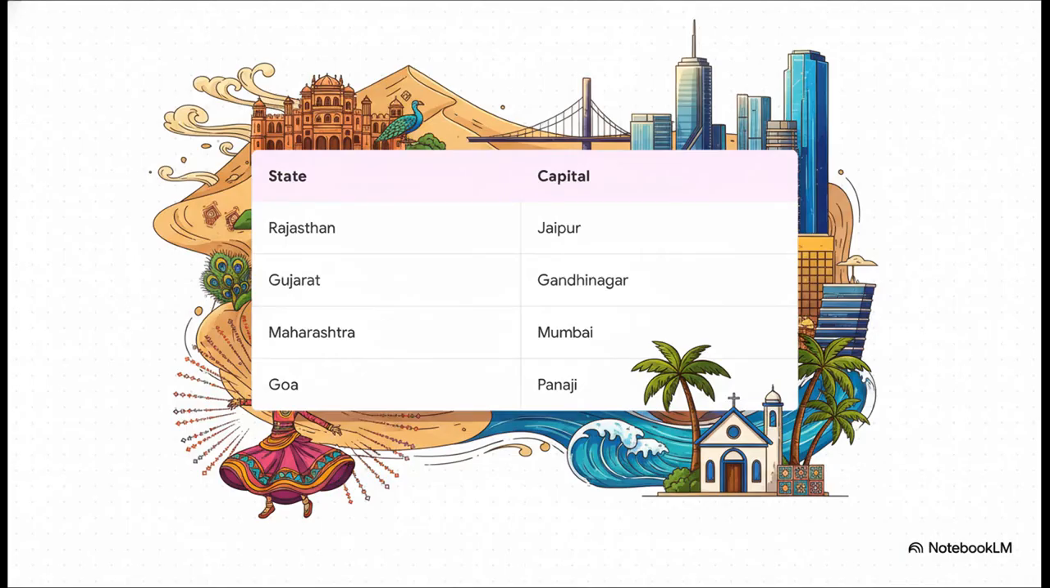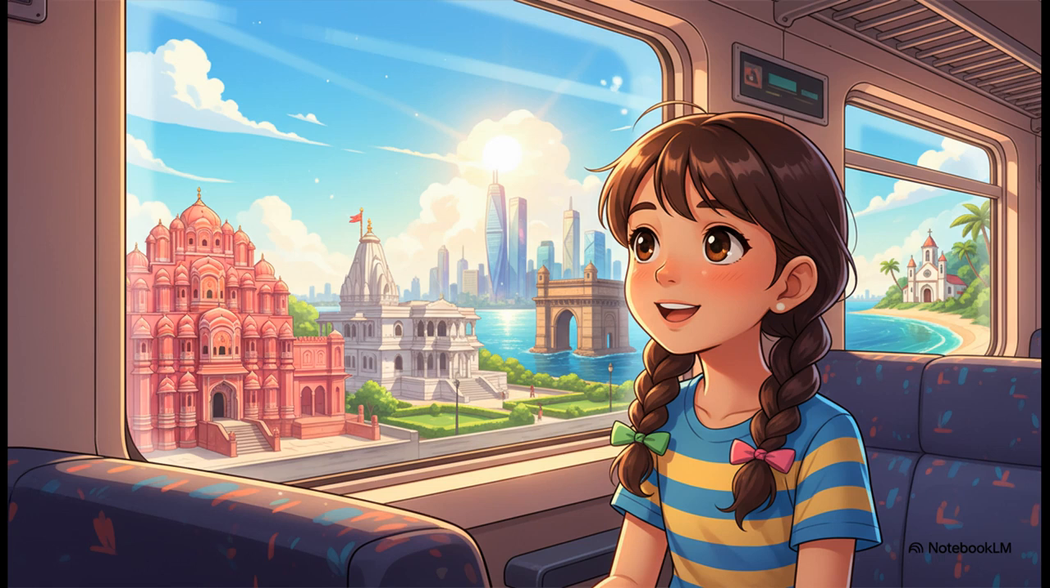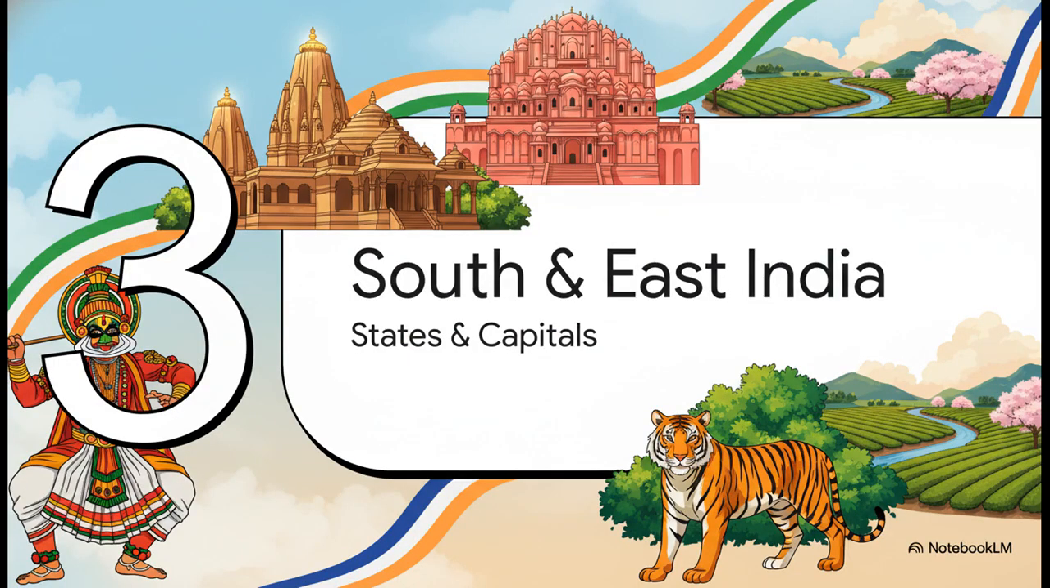Okay, so from the north, let's swing over to the west. This region is amazing. You've got the desert state of Rajasthan with its capital Jaipur, Gujarat with Gandhinagar, the bustling state of Maharashtra with its capital Mumbai, and of course, the beautiful coastal state of Goa with Panaji as its capital. And you know what's coming, right? Of course, there's a memory trick for this region too. Just remember these sounds. Jai, ga, mu, pa. That lines up perfectly with Jaipur, Gandhinagar, Mumbai, and Panaji. These little tricks, I'm telling you, they make a huge difference when you're trying to learn so many new names all at once.